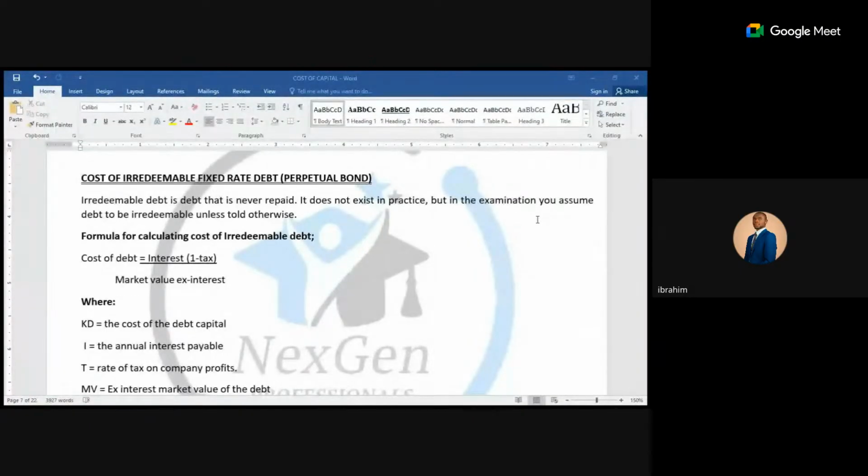So, irredeemable debt does not exist in practice. Are debts that cannot be redeemed. You'll be paying it down. It doesn't have a maturity. The company will be paying it. So the question is, how do we determine the cost of irredeemable debt?